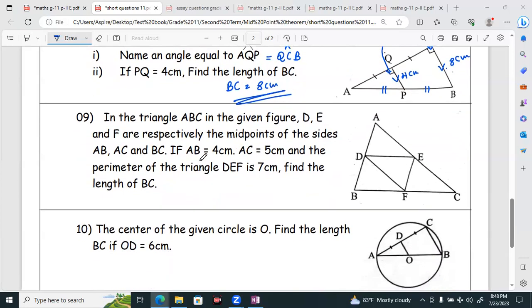In the triangle ABC in the given figure, D, E, and F are respectively midpoints of the sides AB, AC, and BC. Okay, so we can mention it in the diagram. If AB equals 4 centimeters, AC equals 5 centimeters, and the perimeter of the triangle DEF is 7, now find the length of BC. Very interesting question. Try to do it.